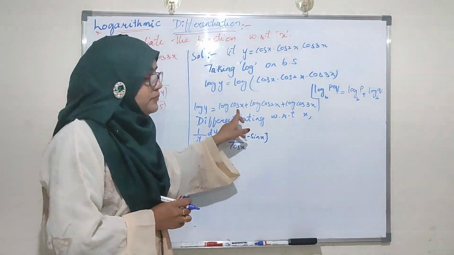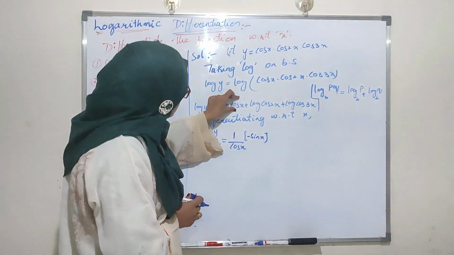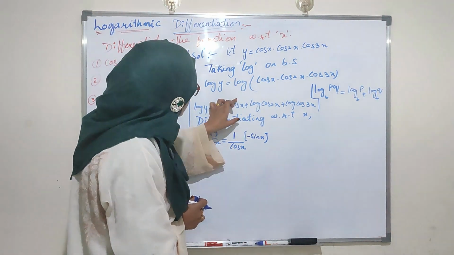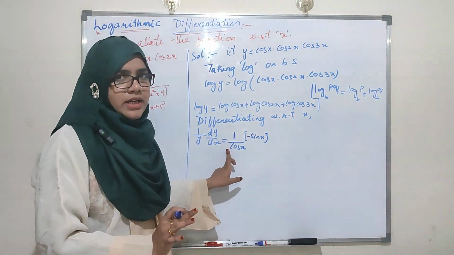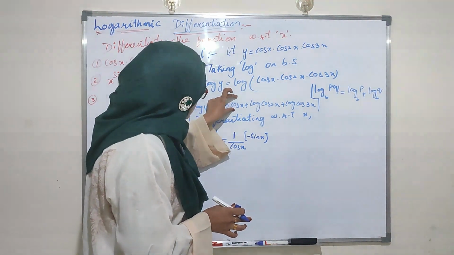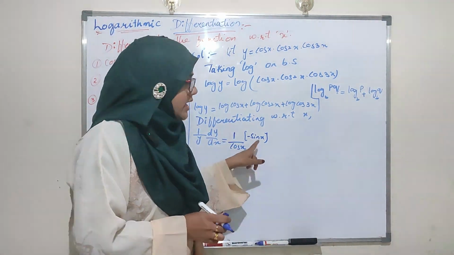Log of x we are having. So consider this whole function, cos x as x. Log x differentiation is 1 by x, we know that. And again we have to differentiate cos x. Cos x differentiation is minus sin x.